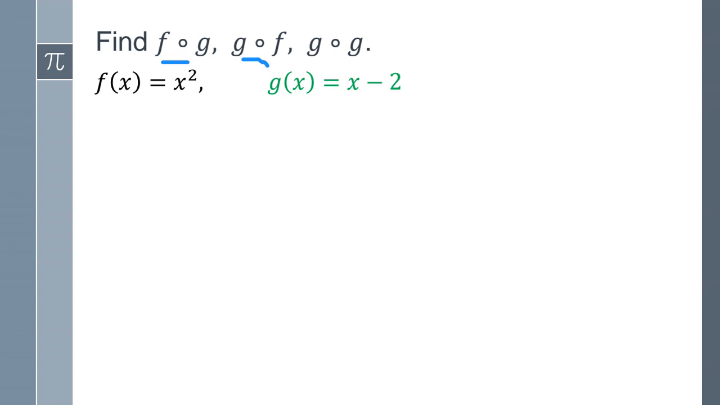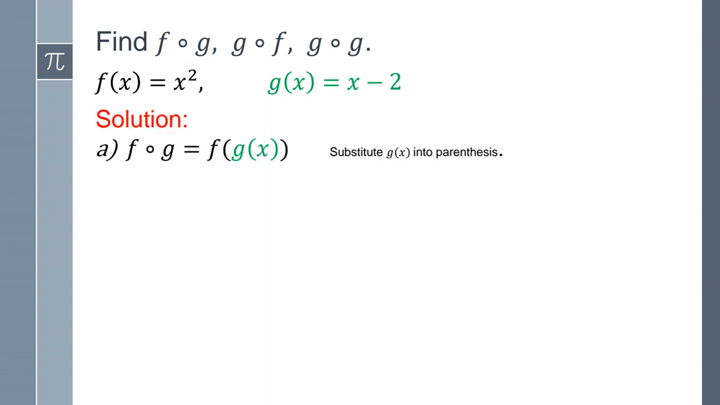So again, for part A, we're finding f of g, which means this here is a definition of how to evaluate f of g, which means I'm going to go to my f function. Let me mark it down. I'm going to go to this function here, and I'm going to plug in x minus 2 for every x.